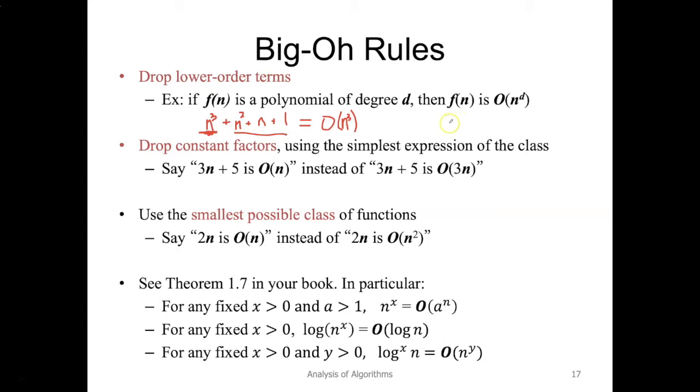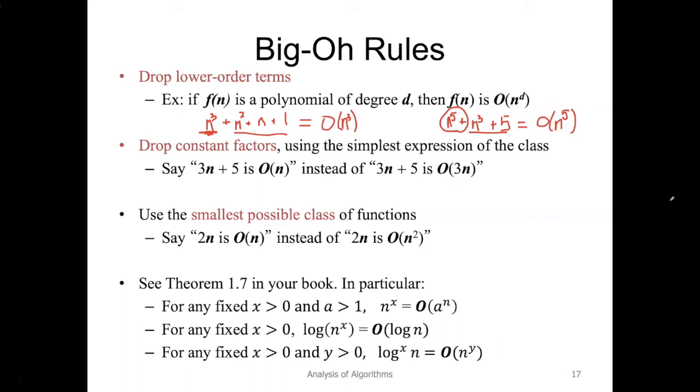Let me do one other example: n to the 5th power plus n to the 3rd power plus 5. Again, these are lower order terms. n to the 5th power is the highest order term, so we could say that this function is big O of n to the 5th power.